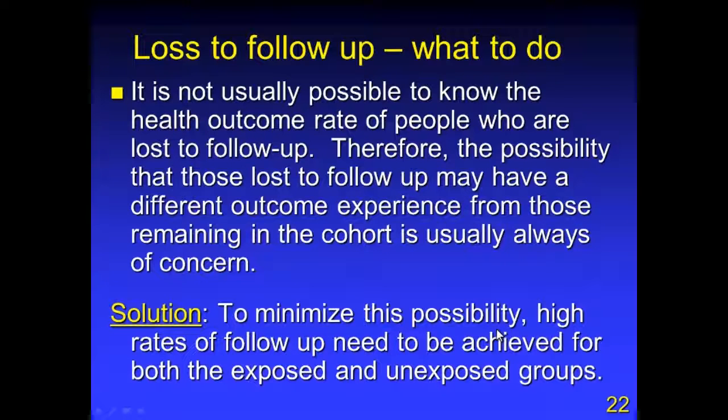So what do we do with loss to follow-up? The problem is it can be difficult, usually very difficult, to know the health outcome rate of people who were lost to follow-up. So we can't really know whether we had that bias coming in or not, because those people are gone. We didn't collect their health outcome information. So the only way to try and guard against this, at least theoretically, is to achieve high rates of follow-up in both the unexposed and the exposed group when we carry out a cohort study.